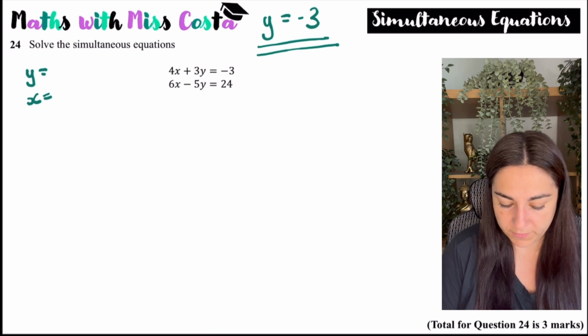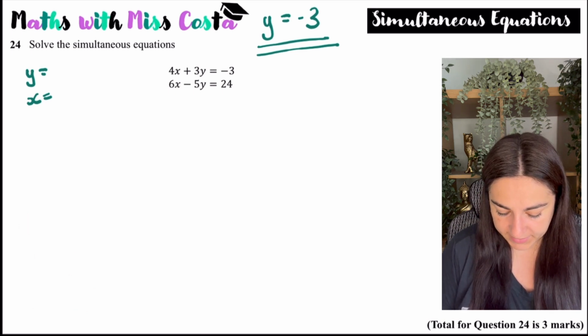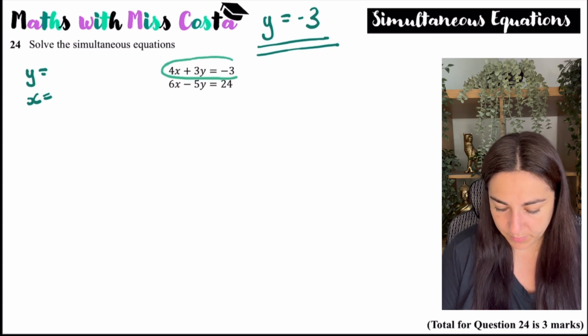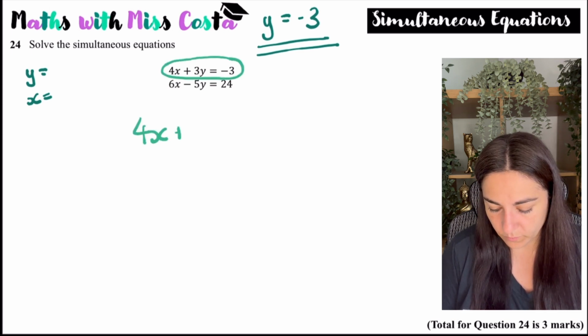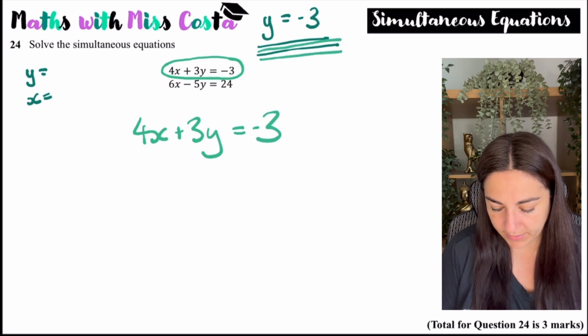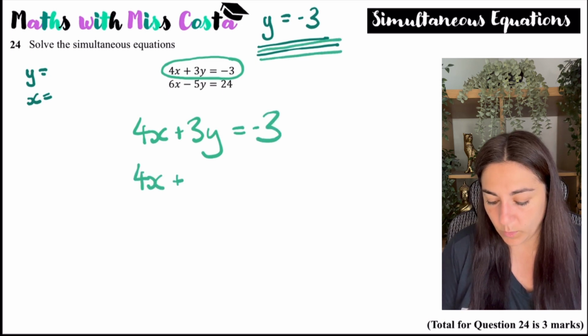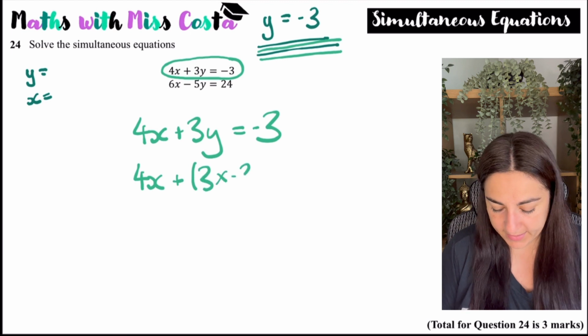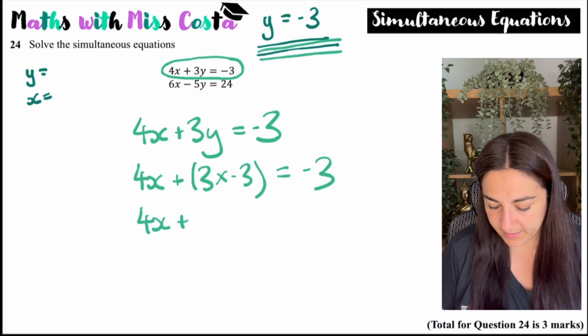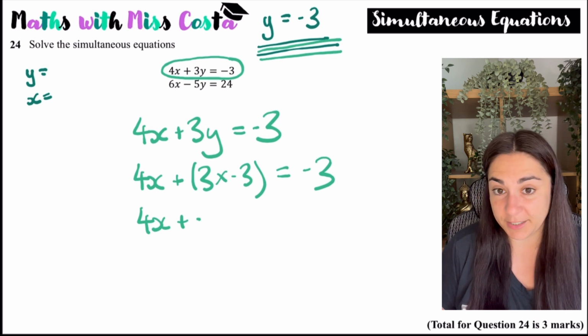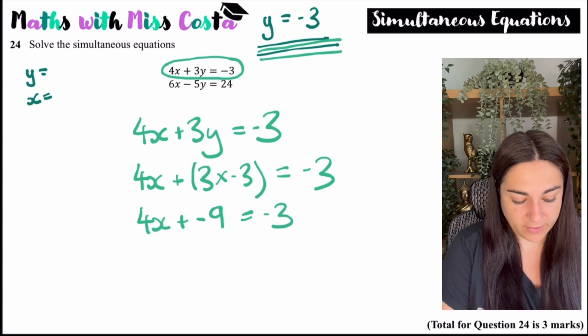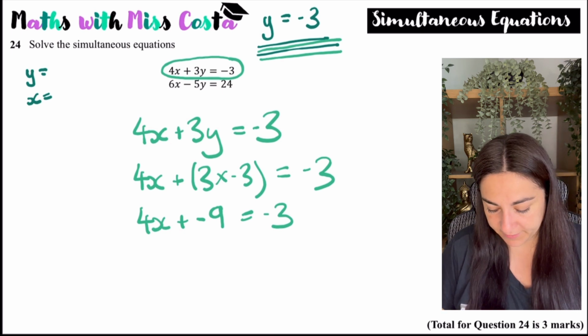You pick one of the equations now, and you can go back to just the easiest equation. So which one's the easiest? I'm going to probably say this one. So let's write it out. 4x plus 3y equals minus 3. We know that y is minus 3, so I'm going to say 4x plus 3 times minus 3 must be minus 3. So 3 times negative 3 is going to give you negative 9.